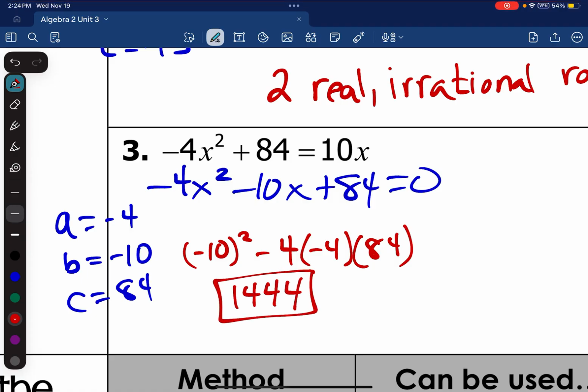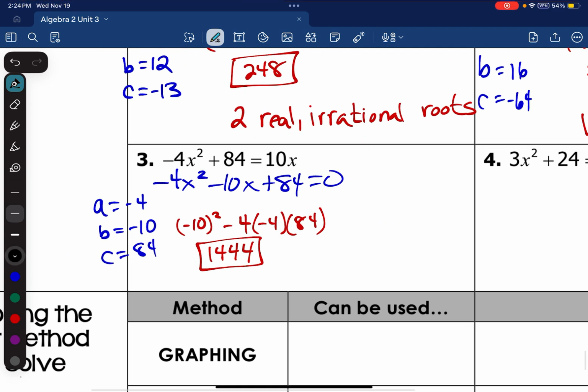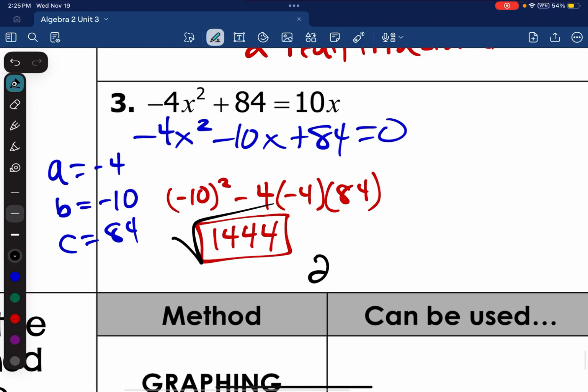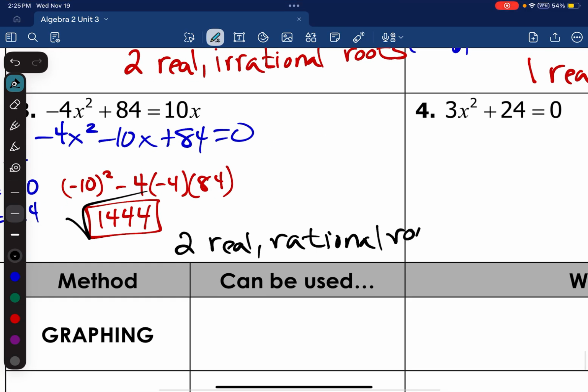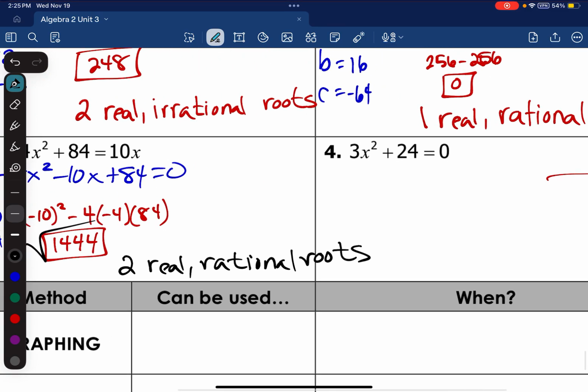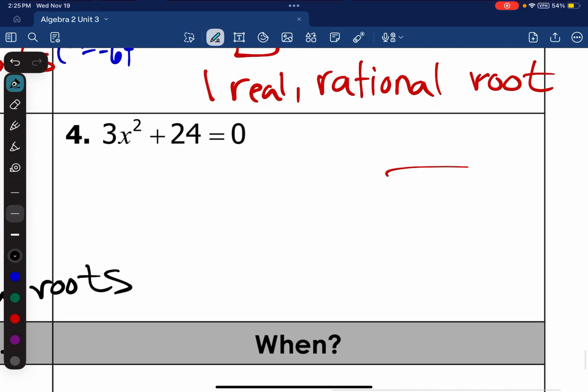This is a number bigger than 0, and if you put it in the calculator and take the square root, it is a perfect square. So we have 2 real rational answers. 2 real rational roots.